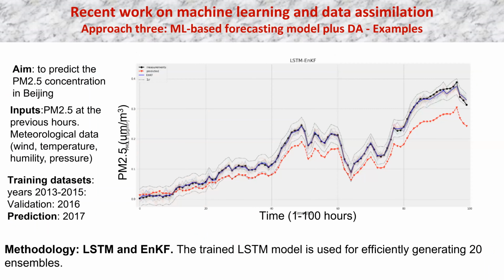I give two examples. One example is the prediction of PM 2.5 concentration, where the detector is in Beijing. The input is the PM 2.5 concentration at the previous time, plus meteorology data: wind speed, temperature, humidity, and pressure. The output will be the concentration of PM 2.5 at the next few time levels.